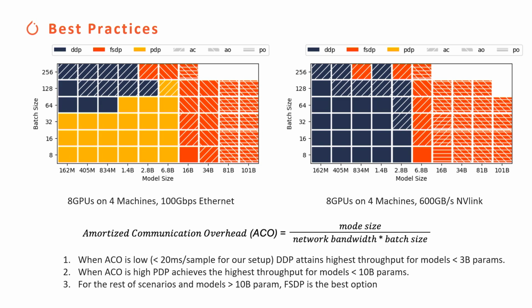From all the experiments, we found that the amortized communication overhead, the ACO, is a function of model size divided by the network bandwidth multiplied by the batch size. So when the ACO is low, less than 20 milliseconds per sample, DDP attains the highest throughput for models less than 3 billion parameters. When ACO is high, PDP achieves the highest throughput for models less than 10 billion parameters. For the rest of the scenarios and models greater than 10 billion parameters, FSDP is the best option.